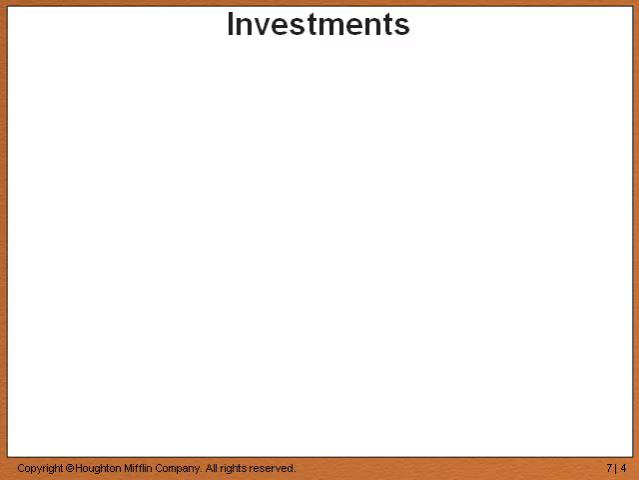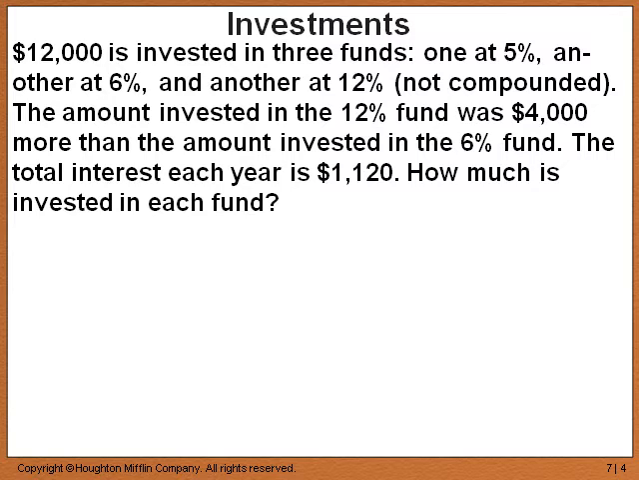Now we're going to talk about investments, and we'll do a word problem. $12,000 is invested in 3 funds, one at 5%, another at 6%, and another at 12% interest, not compounded. The amount invested in the 12% fund was $4,000 more than the amount invested in the 6% fund. The total interest each year is $1,120. How much is invested in each fund? So we're going to translate this English word problem into mathematical equations. There will be 3 equations. Pause the video, try to get those 3 equations on your own, and then resume.